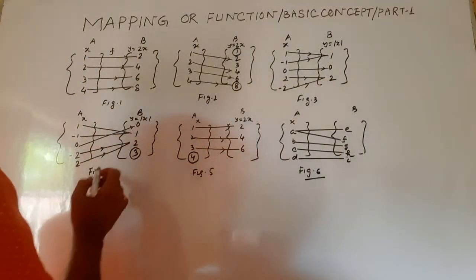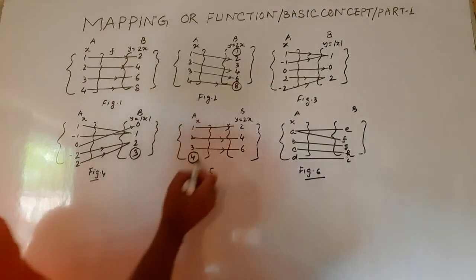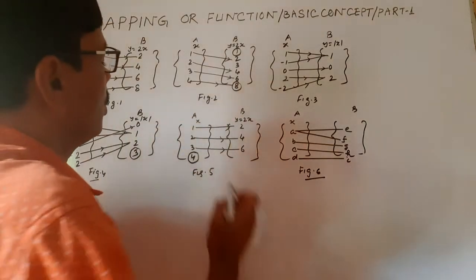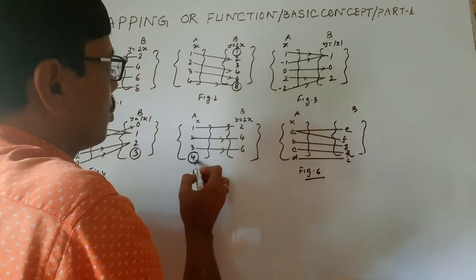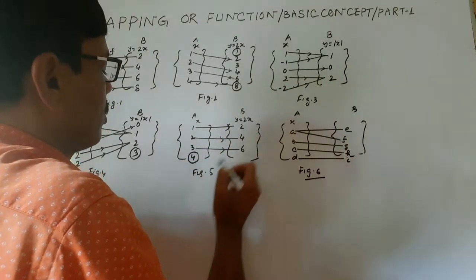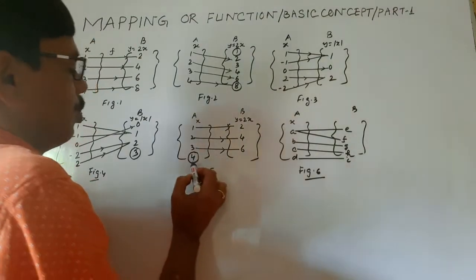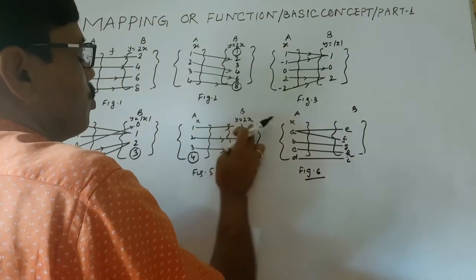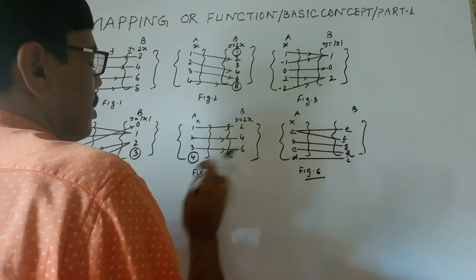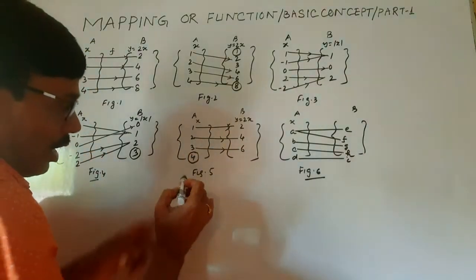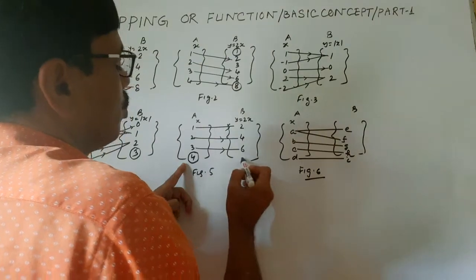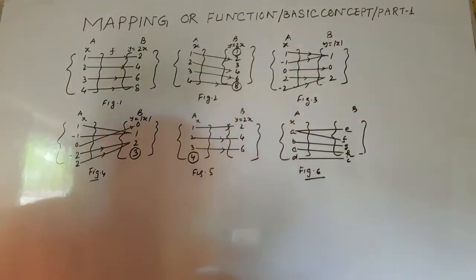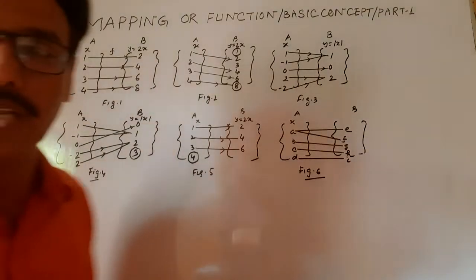Now, in figure 4, same rule. This is figure 5. In figure 5, 1, 2, 3, 4. This is 2, 4, 6. Now the element 4. So 1 to 2, 2 to 4, 3 to 6. So there is no element corresponding to 4. So look. So what is function?